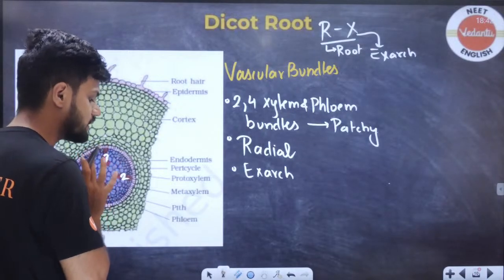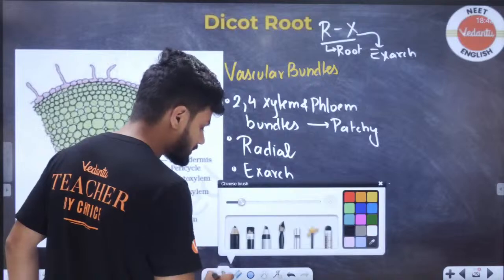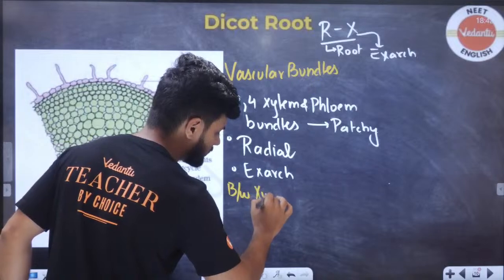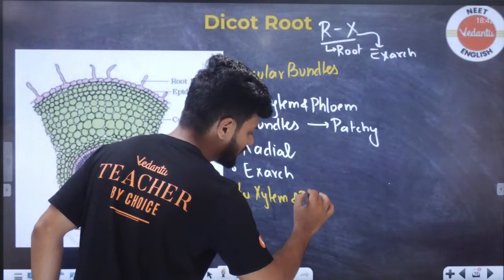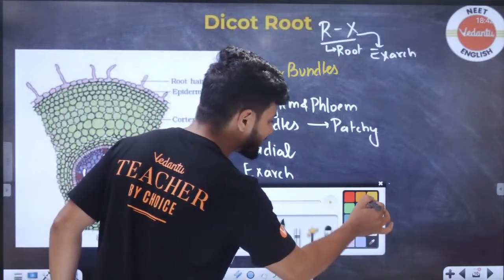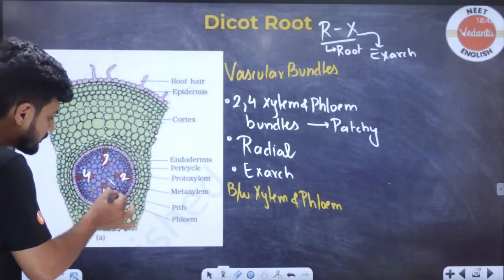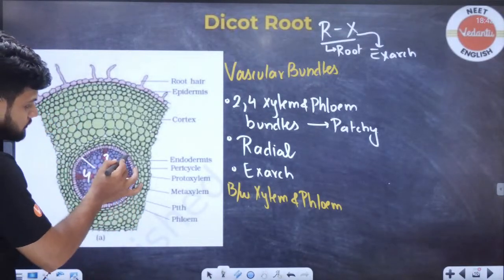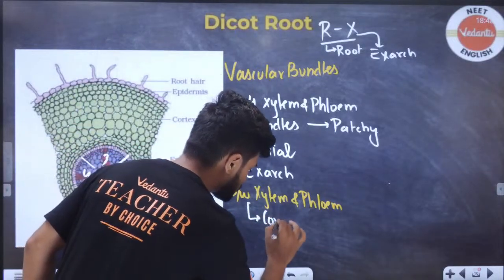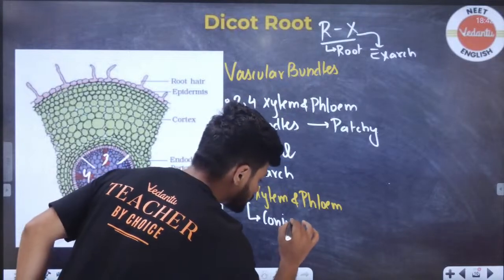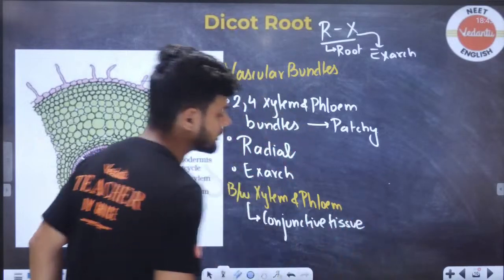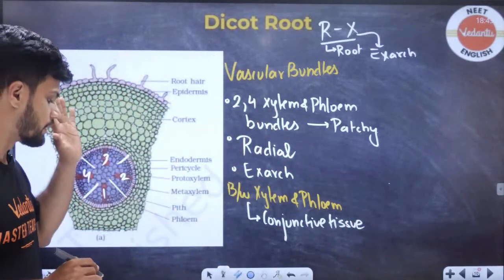Okay, exarch condition. Then now students, understand, between your xylem and phloem, there is a special type of tissue called conjunctive tissue here. There is something called conjunctive tissue. Conjunctive tissue is present between xylem and phloem.